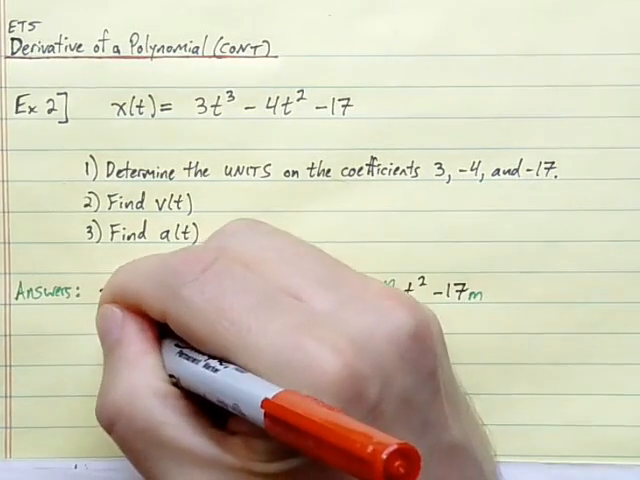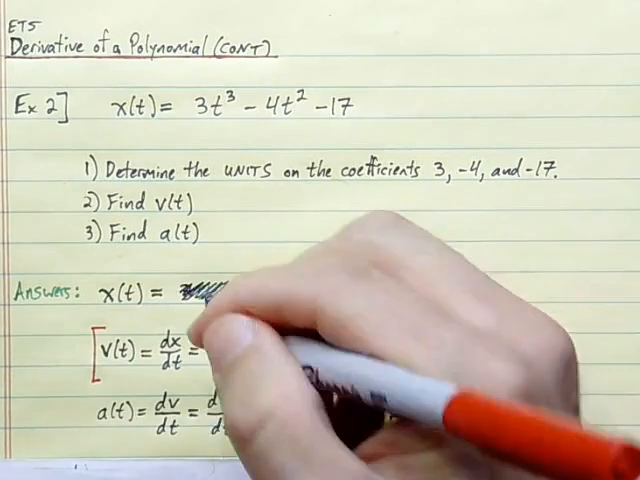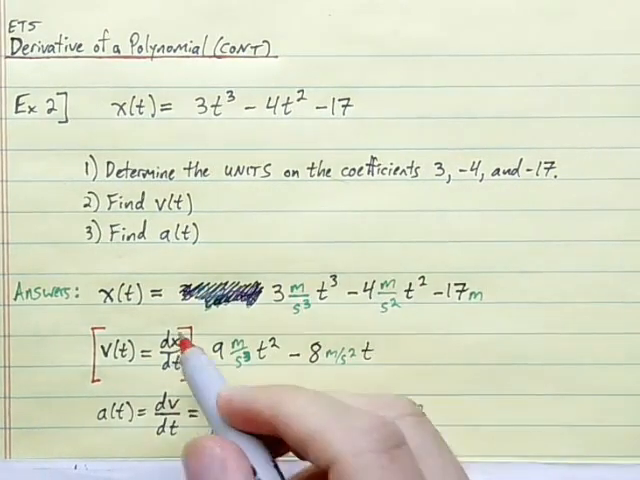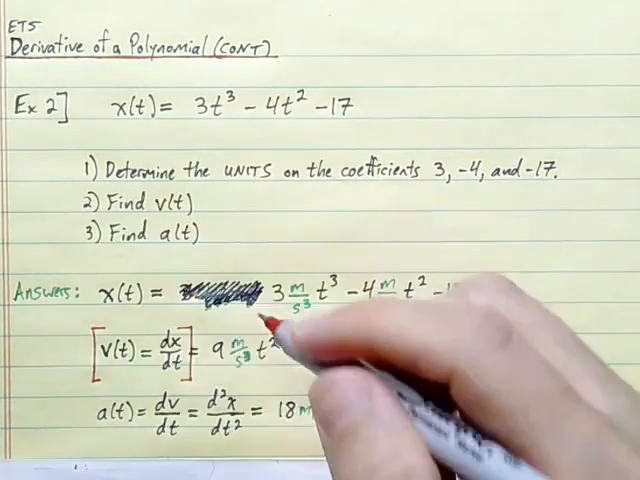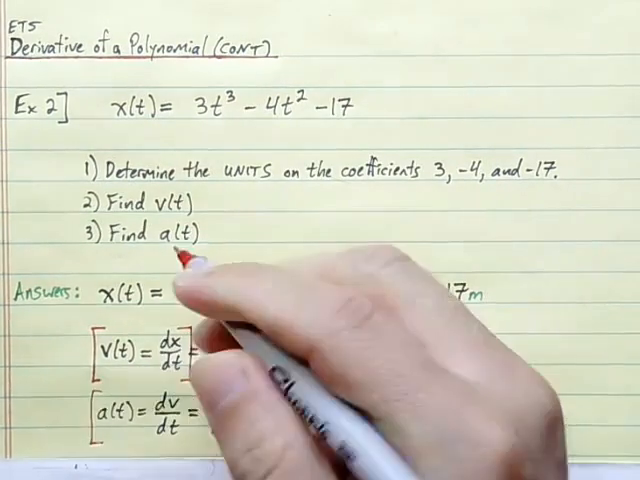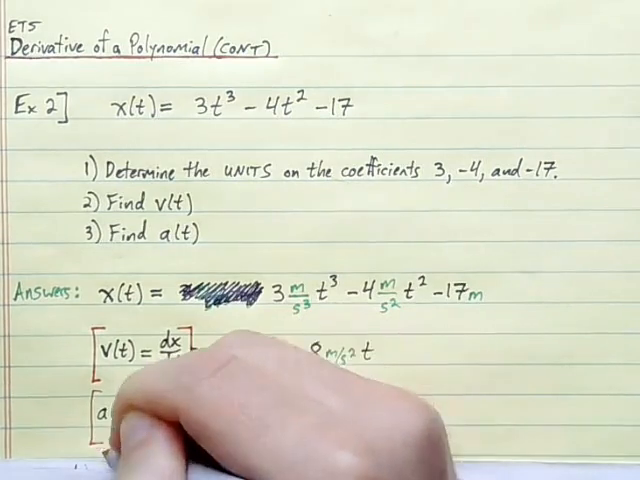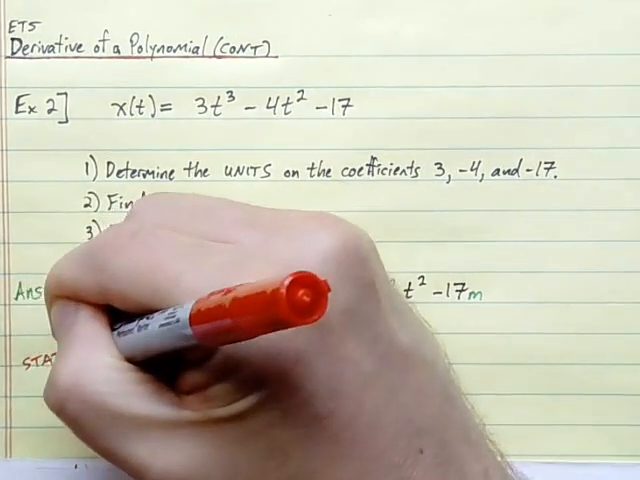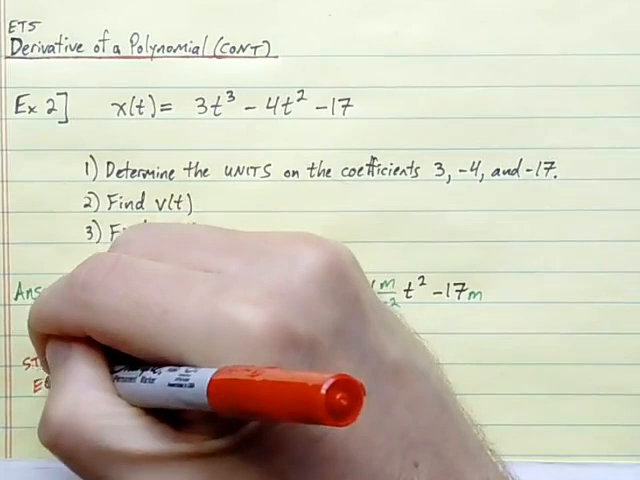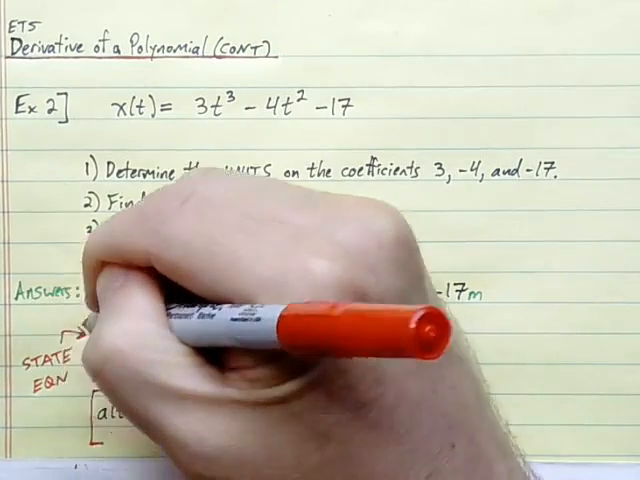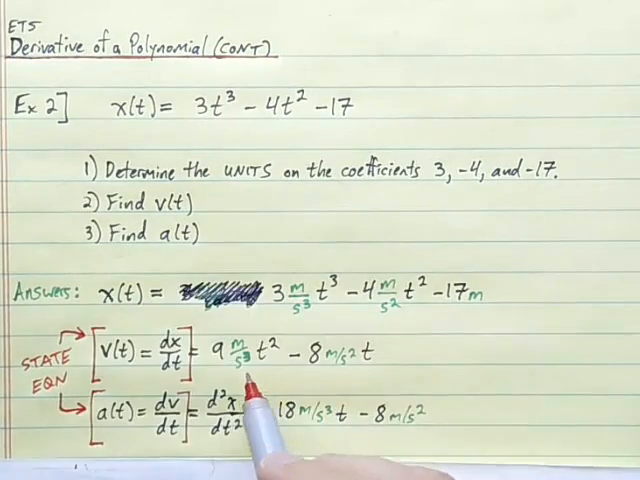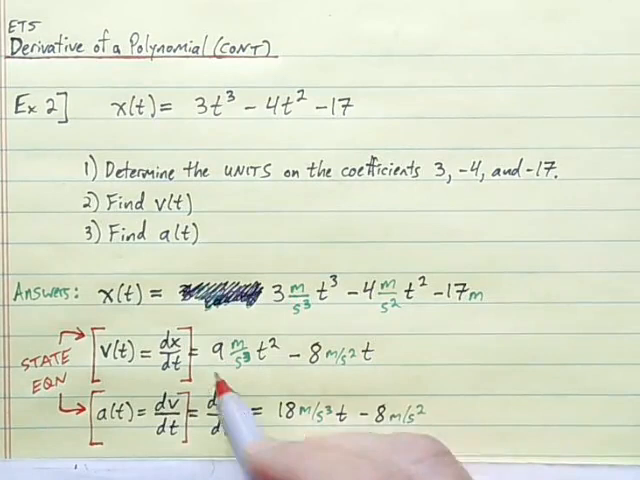When you do this sort of thing in written work, you always need to state your equations before you use them. This is the equation that you should state. And likewise, when you find the acceleration, this is the equation that you should state. So on your page, before you write down the derivative that you have, before you write down the equation that you find by applying the derivative rules, you would write this first.